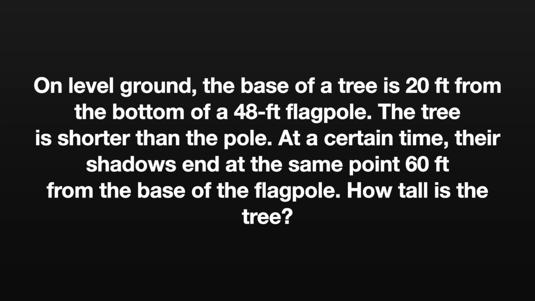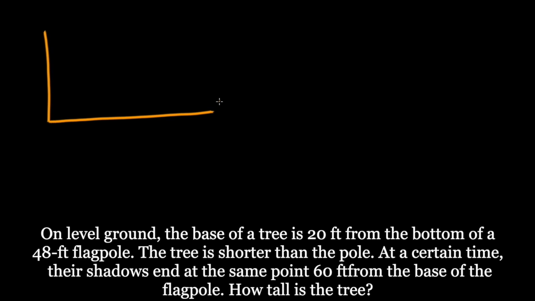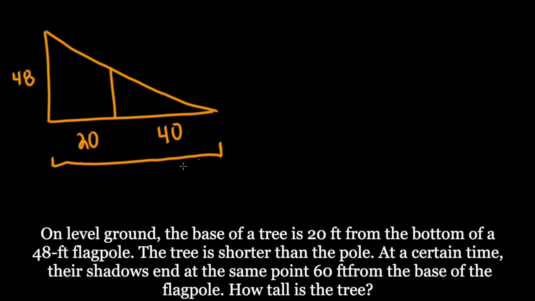All right, let's go ahead and start off by drawing our problem. So we are told that the flagpole is 48 feet tall. Next, we know that the base of a tree, which we can draw right here, is 20 feet away from the flagpole. At the same time, their shadows meet at an end, which is 60 feet away from the flagpole. So we could put 40 over here because we know that this total distance is 60 feet. Our goal is to find the measurement of x.